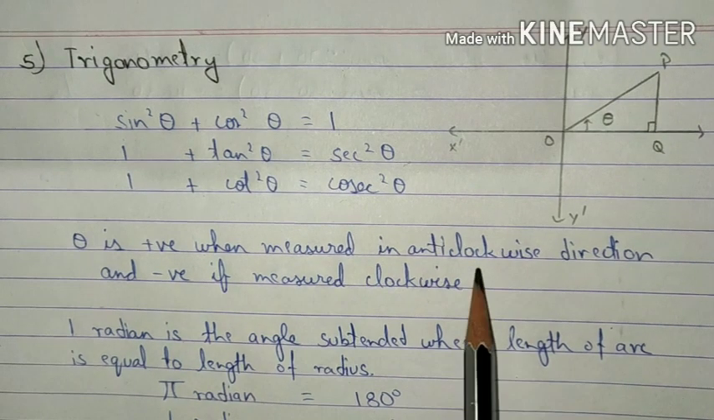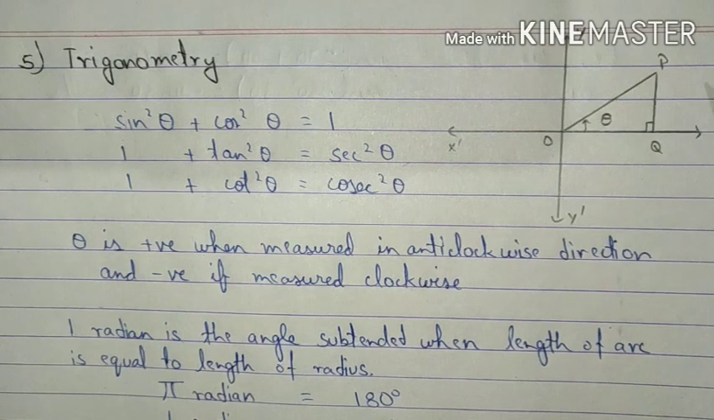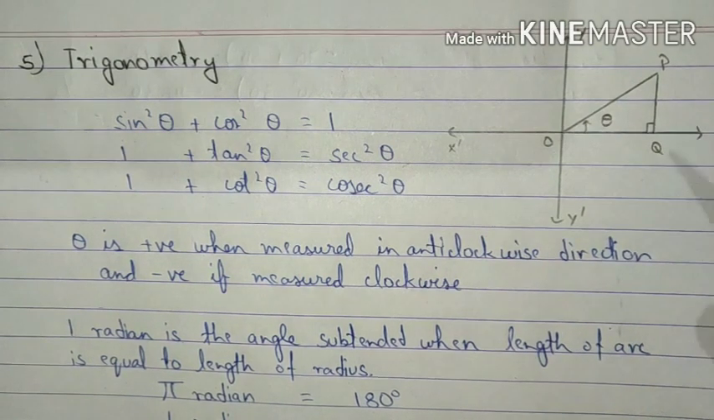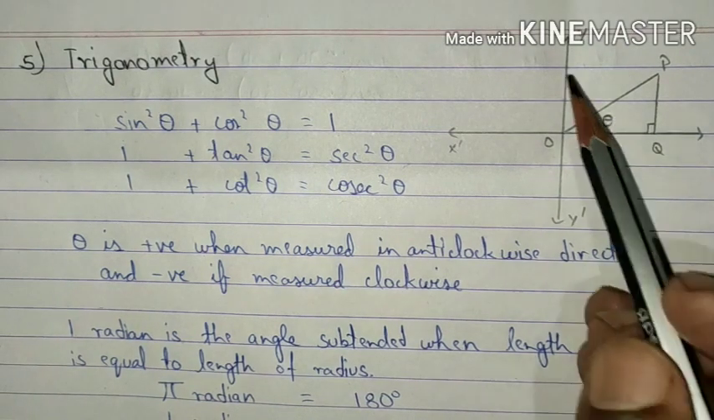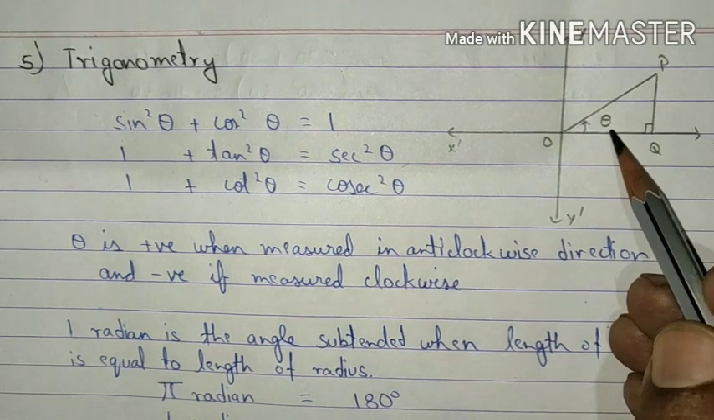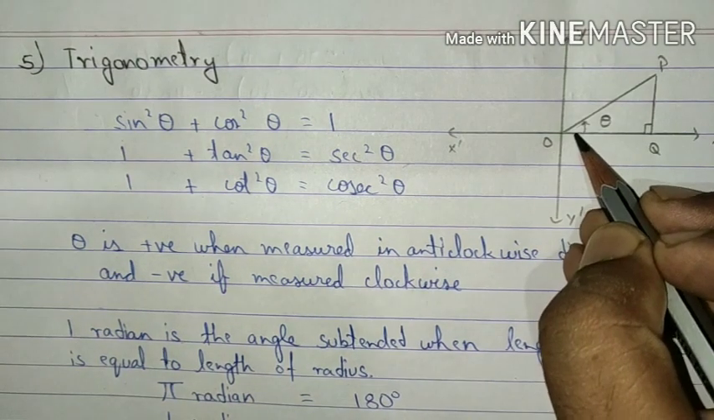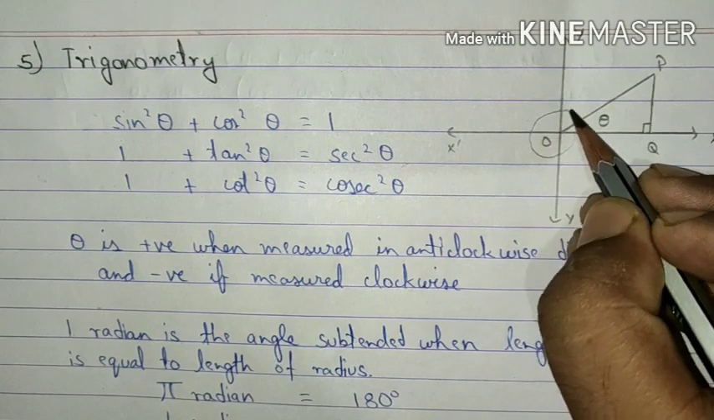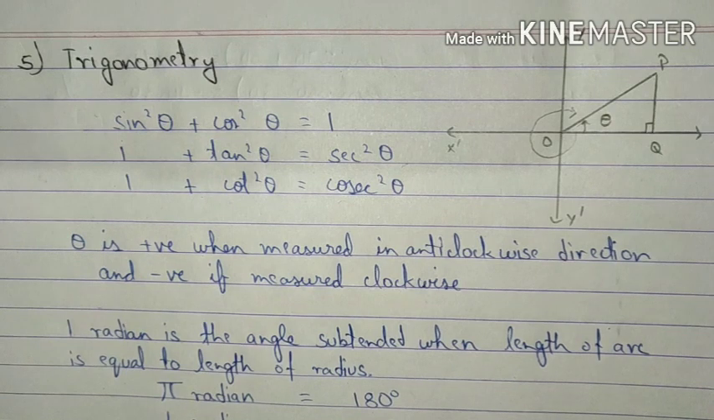Theta is positive when measured in anti-clockwise direction and negative if measured in clockwise direction. If you have a look at this particular graph that we can see over here, the theta has been represented in anti-clockwise direction. That is opposite to the direction of the motion of the clock. So we take theta to be positive. Suppose that we had measured an angle in the opposite direction. Likewise, if we are measuring this reflex angle like this, because we are going in clockwise direction, the theta will be negative over here.